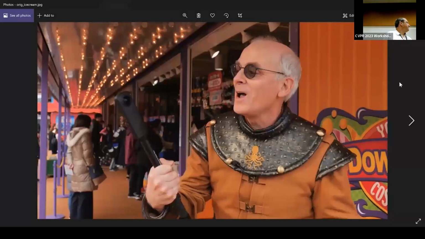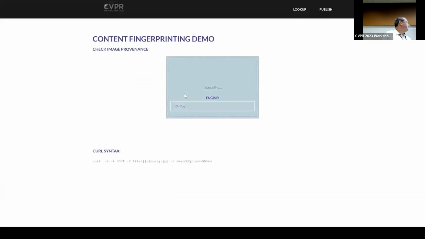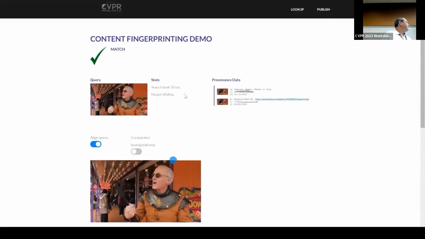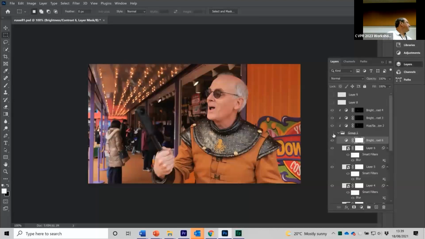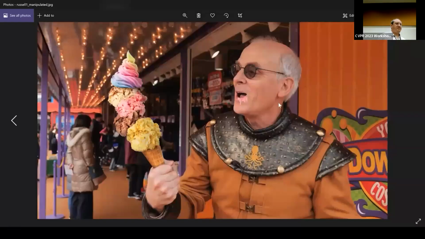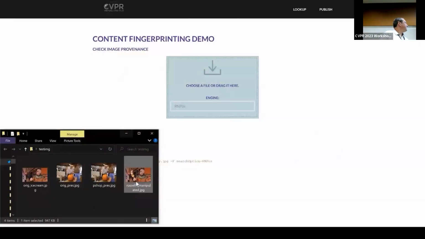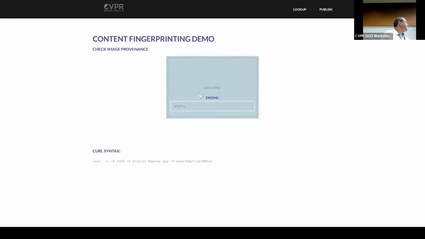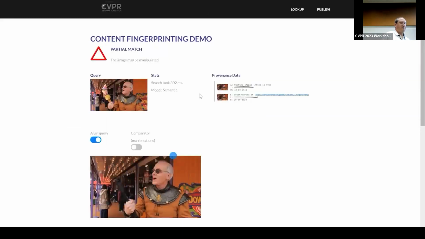How about this image of Russell Brown? We see that it matches exactly to an image in the database. There's no manipulation. But now I'm going to edit that image in Photoshop, and I'm going to switch the wand out for an ice cream. So I'm making my own fake news here about Russell and the ice cream. I'm going to save it, and then I'm going to drag the image into the content fingerprinting tool. The system has made a partial match. Again, it's highlighted the manipulated area. Now I can make a better decision on whether I can trust this content.